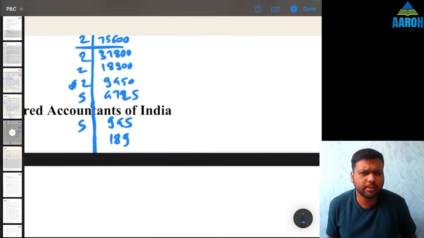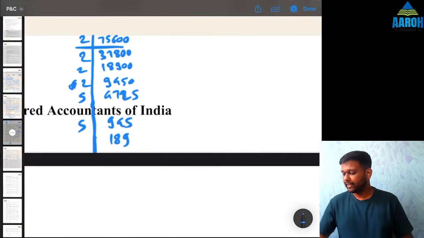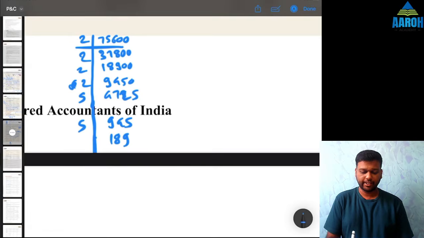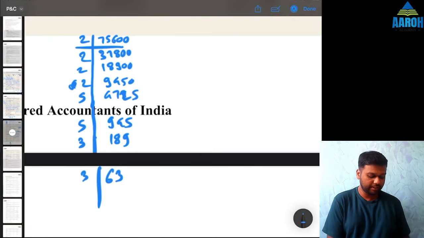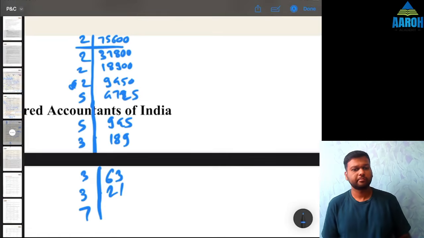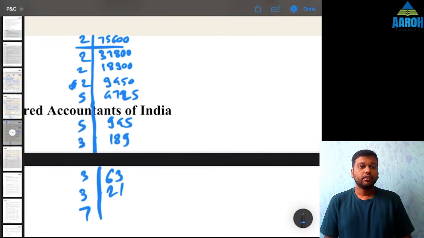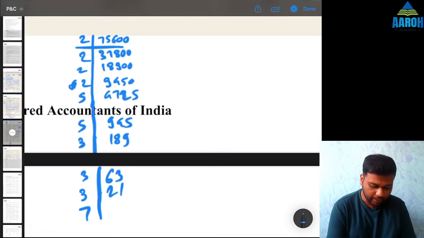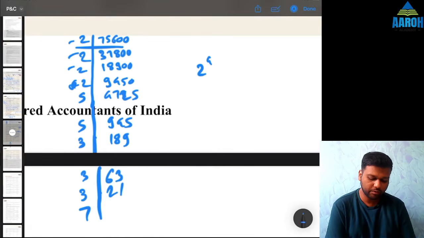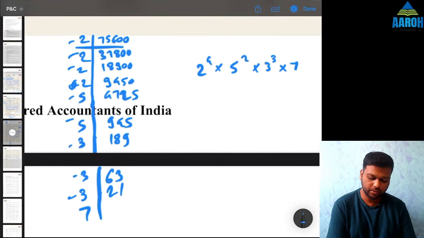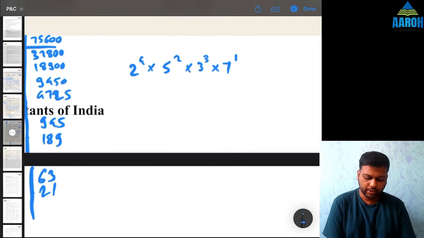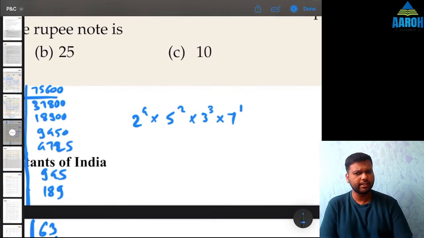Sorry, I guess there was some disturbance. So yes, 189. 189 is divisible by 3, right? So 189 by 3 is 63. 63 is again divisible by 3. 21. 21 is 3 into 7. Okay. Now you can write these prime factors properly. 2 is coming how many times? 4 times. So 2 raised to 4 into 5 is coming 2 times. So 5 square into 3 is coming 3 times. So 3 cube into 7 raised to 1. Right. So this is the prime factorization of 75,600.